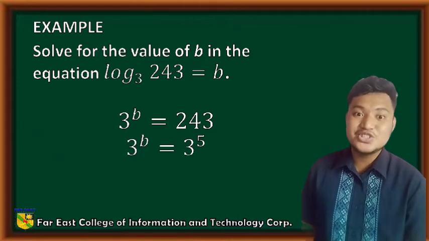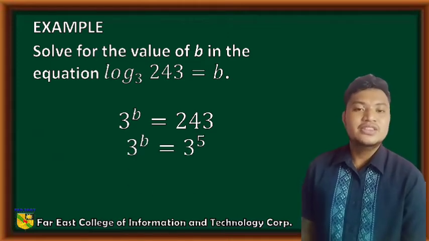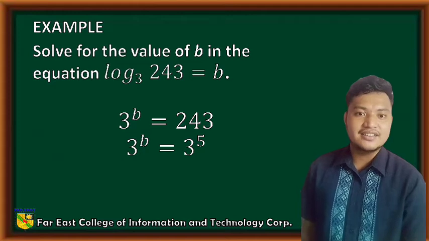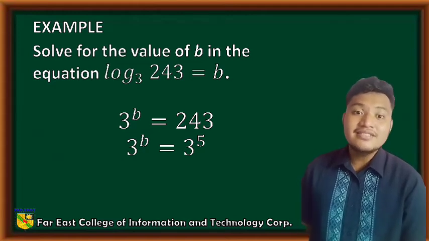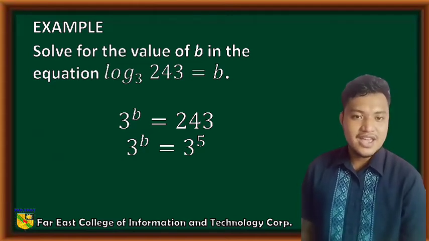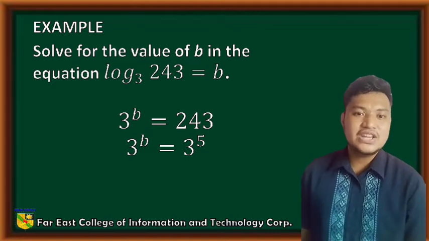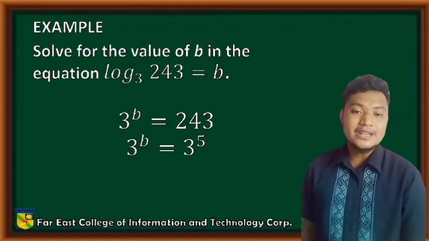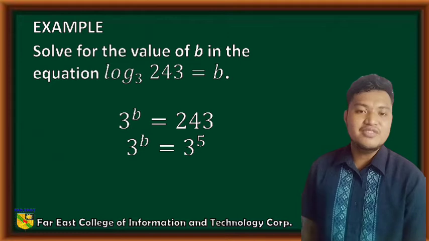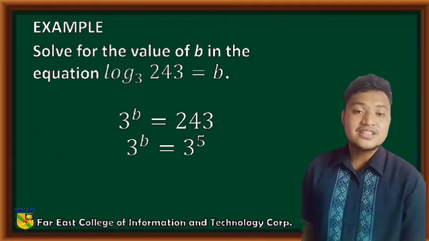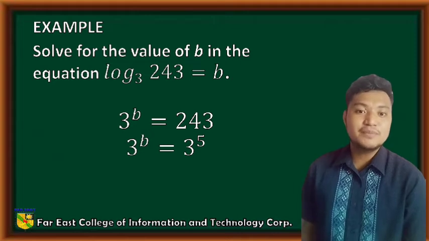So, try to check if it is correct. 3 times 3 is 9. 9 times 3 is 27. 27 times 3 is 81. 81 times 3 is 243. Correct. So, 243 in exponential form with the base of 3 is 3 to the 5th power.